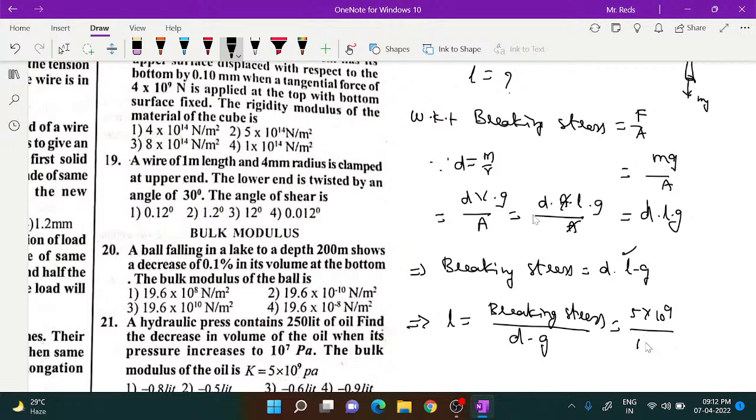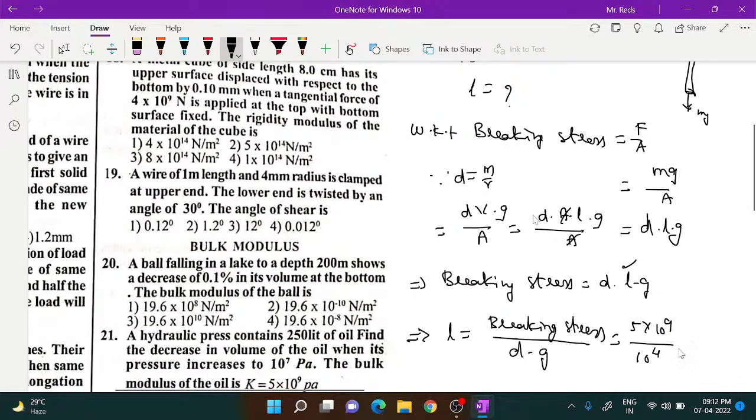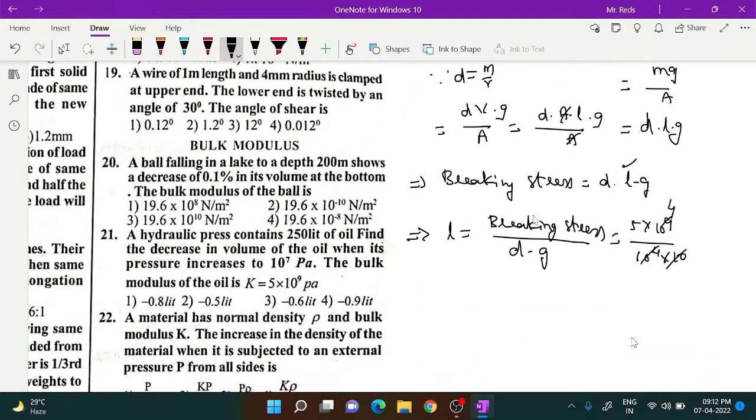Density is 10 into 10 to the power 3, that is 10 to the power 4 kg per meter cube. Density I have converted here, right? That is density into G. Let us take G as 10. Based on the options, if you want you can take the other value also. Let us take 10 power 5, this 10 power 5 will cancel, means 10 to the power 4 remains, so 5 into 10 to the power 4. Is there any such option? Therefore length of the wire should be 5 into 10 to the power 4 meters.